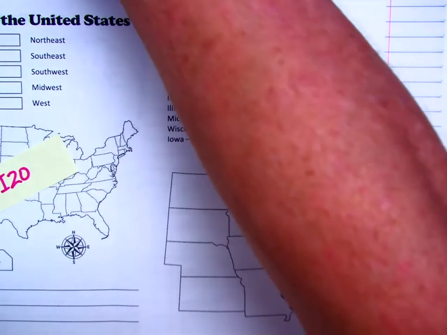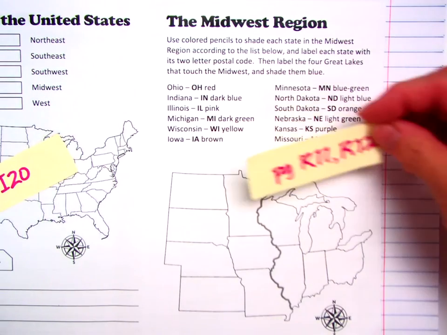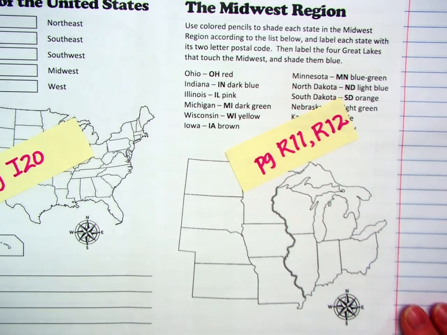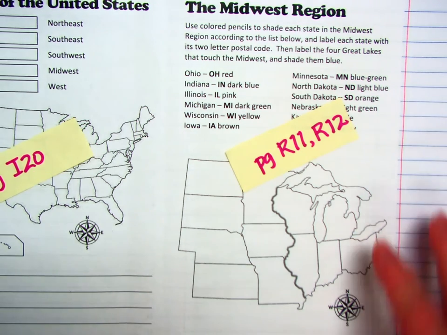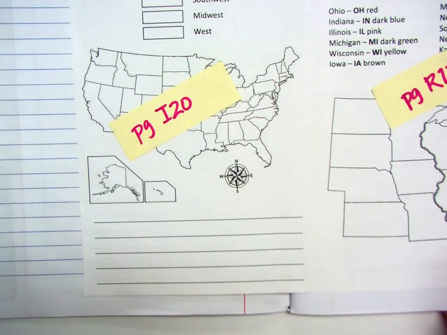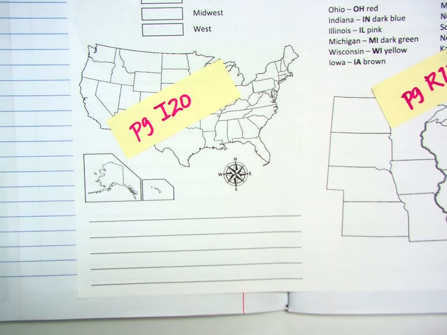So this page in your composition book, you're going to be using pages R11 and R12 in the back of your social studies book in the reference section. Now let's go back to the page before for just a minute. Regions of the United States. Down at the bottom, you are going to put some notes.